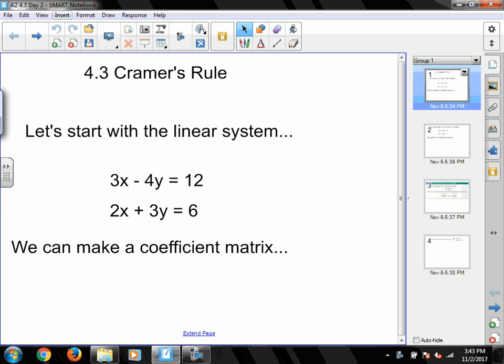All right, welcome back to Chapter 4. Staying in Chapter 3 today, we're going to talk about what's called Cramer's Rule.